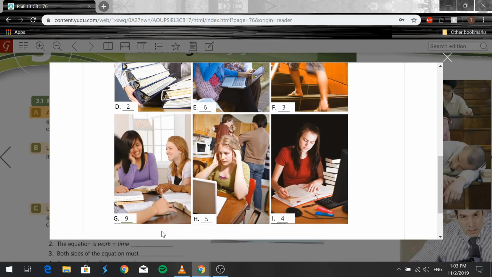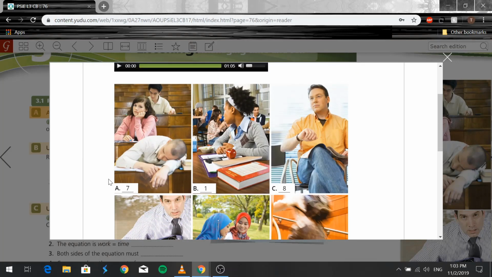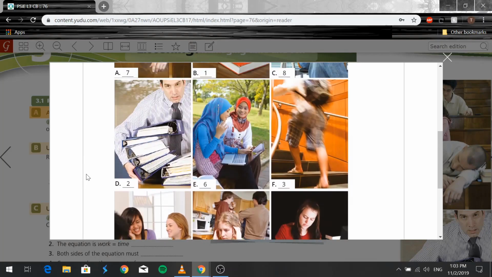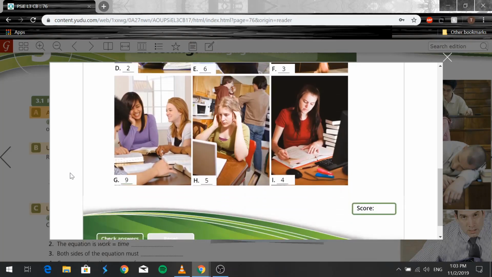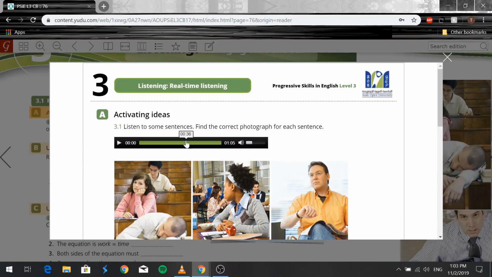That will be 9, right? So A was sentence number 7, B was 1, C was 8, D was 2, E was 6, F was 3, G was 9, H was 5, and I was 4. Okay, you guys? So that was exercise A.